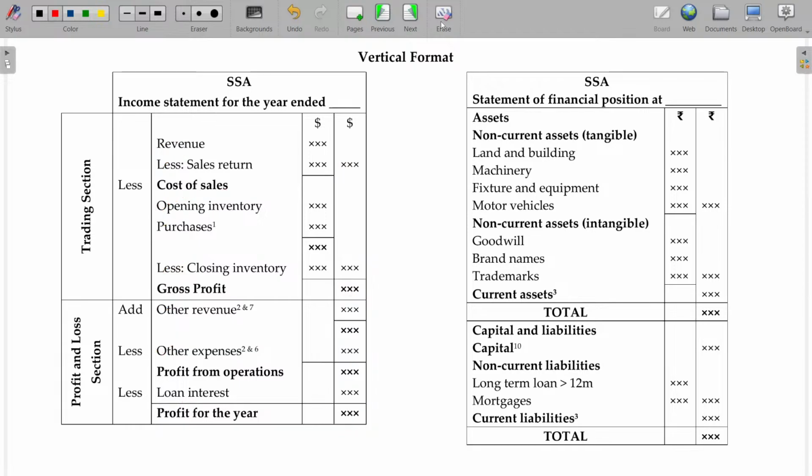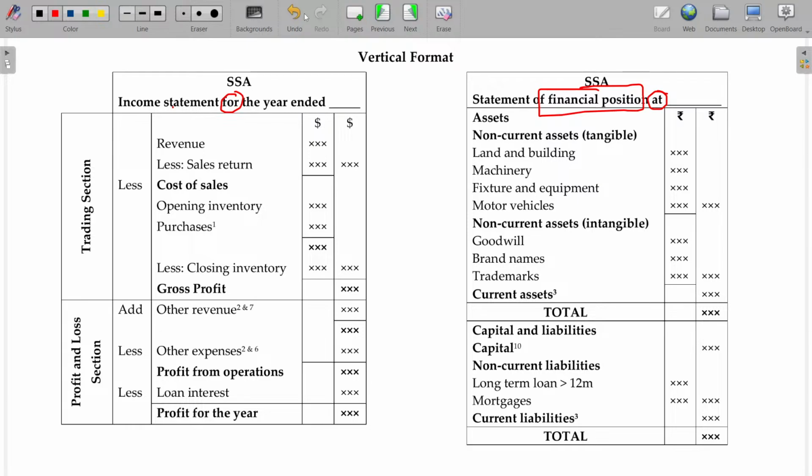Now, in case of the financial position statement, usually it is for a particular date, so we have to write the date after the statement heading. In case of the income statement, it is for the year ended, so it represents a period of say 6 months or 1 year. Predominantly we follow 1 year. Okay, hope you will now be able to understand.